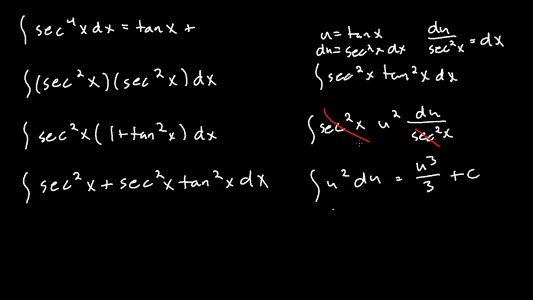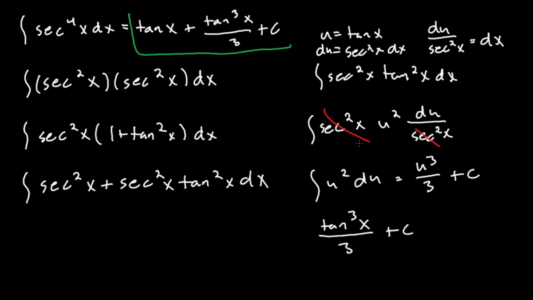Oh my god, did I forget to put a plus c in the last problem? I'll just look back on that and I'll put plus c in the notes. But what we do here, u is equal to tangent. So we have tangent to the power 3 of x over 3 plus c as our integral for secant squared times tangent squared. Therefore, we have tangent x plus tangent to the power 3 over 3 plus c as the integral for secant to the power of 4.